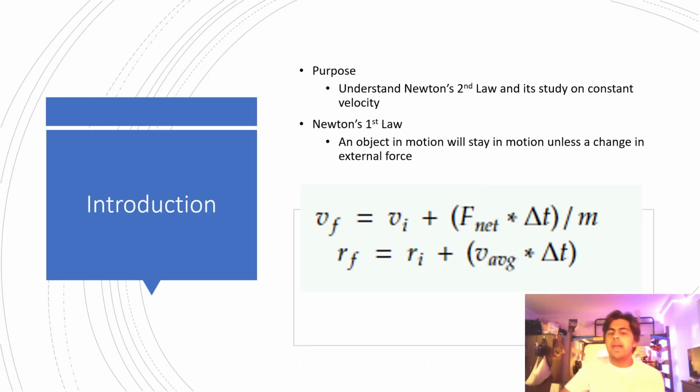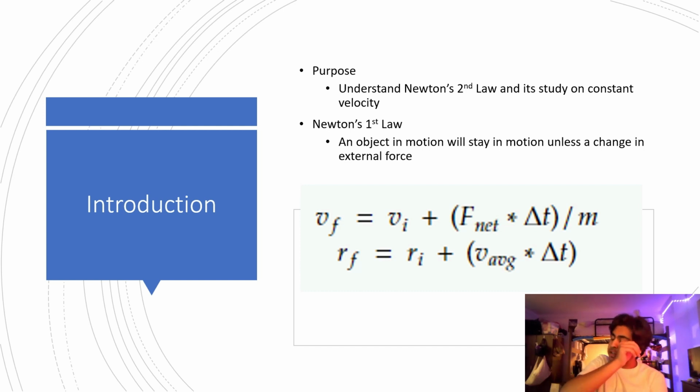A little introduction about the lab is that it is over Newton's second law and its study on constant velocity, also known as the momentum principle. The formula is the final velocity is equal to the initial velocity plus the net force times change in time, all divided by mass. This is Newton's second law, and it's in relation to Newton's first law that an object in motion will stay in motion unless there is a change in an external force. In this lab, we will be studying constant velocity, which requires no net force.